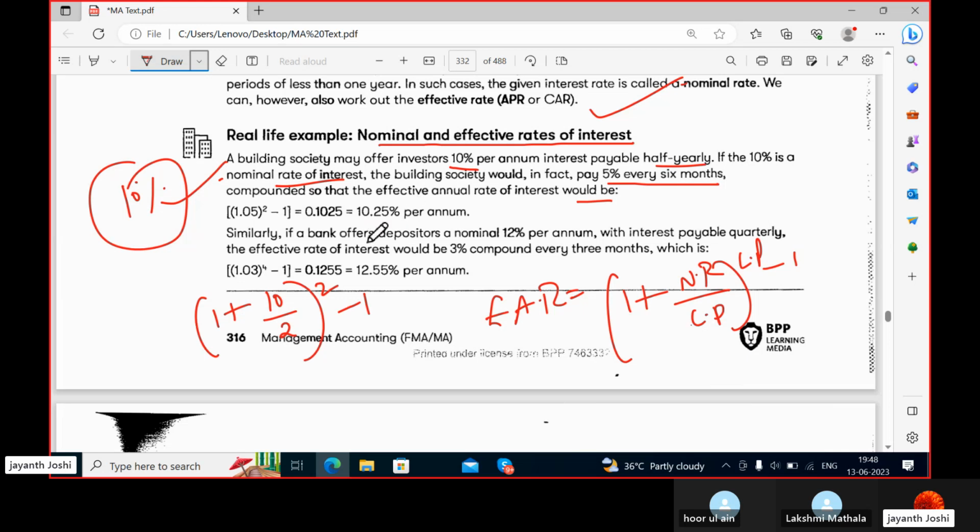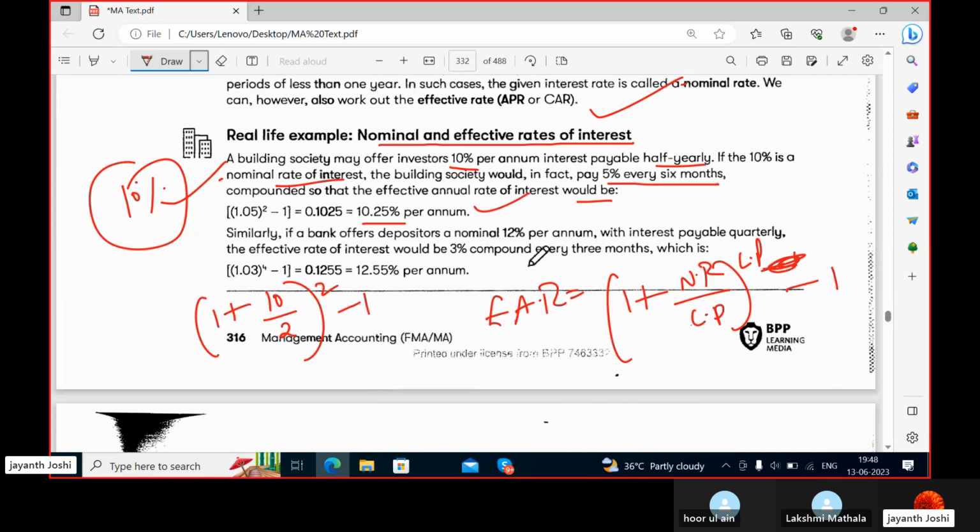Am I getting the same answer? Please tell me. Yes or no? Sir, is it compounding period minus 1? No, no, the power is on the bracket, and the minus 1 is outside. Whatever you get the answer here, minus 1. Okay, sir. Then into 100 to convert that into percentage.